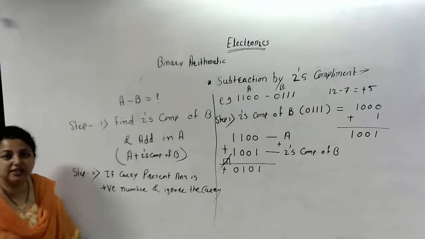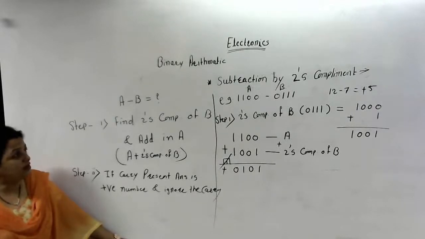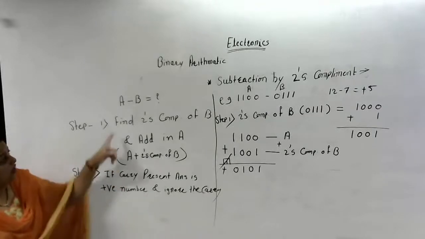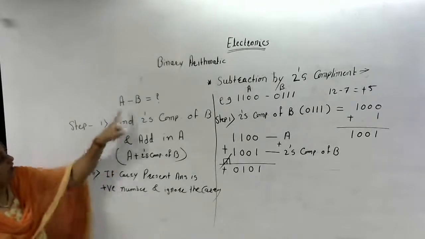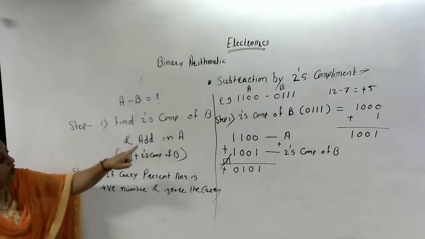Maximum times the question is like that: Explain the subtraction by 2's complement. Every time I tell you the board question for each topic: explain the subtraction by 2's complement. At that time you have to explain like this. If A minus B is there, what is the first step? Find the 2's complement of B and add in A.